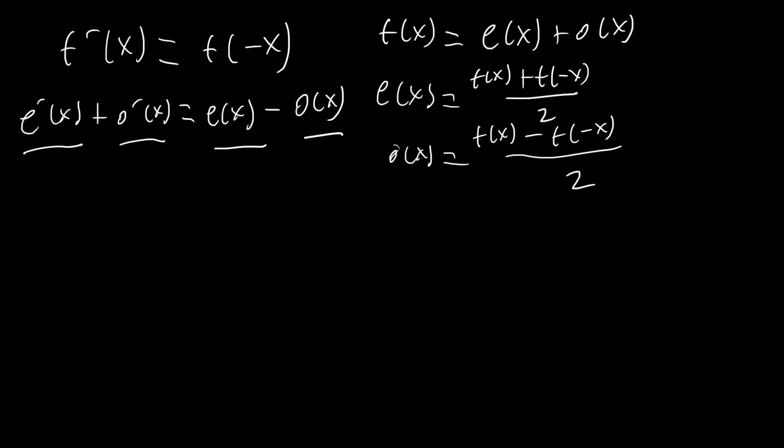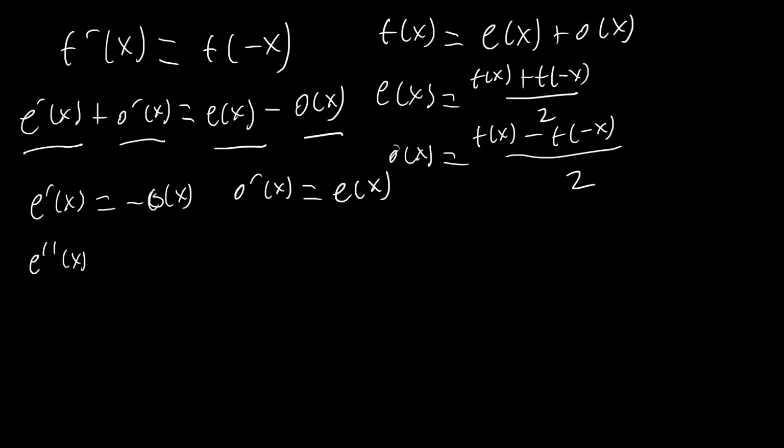So this tells us that e prime of x equals negative o of x, and o prime of x equals e of x. Again, o of x is the odd component, and e of x is the even component of f of x. And so we can just take either of these equations and differentiate it, and we can find that e double prime of x is equal to negative o prime of x. But as you can see here, o prime of x is just equal to e of x.